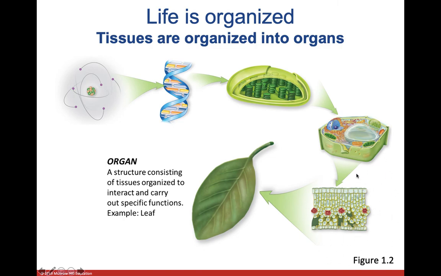And you take all of those tissues, the liver tissues, and you stick them together, and you get the liver organ. And that's going to be specialized tissues all grouped together that interact and carry out one specific function. So your liver is meant to remove waste products and toxins and things from your blood. And in this case, a plant leaf is meant to make energy via photosynthesis for the plant as a whole.